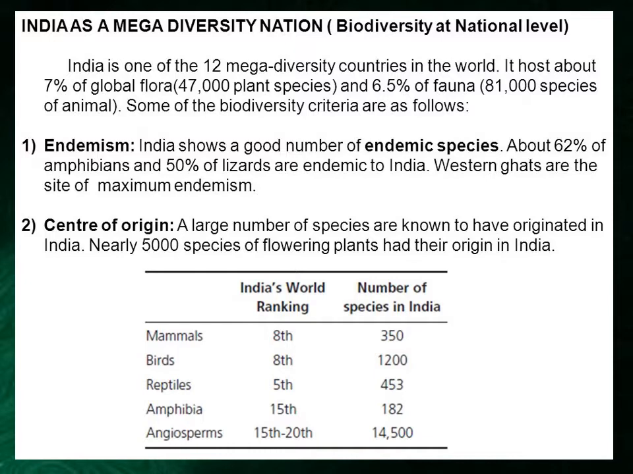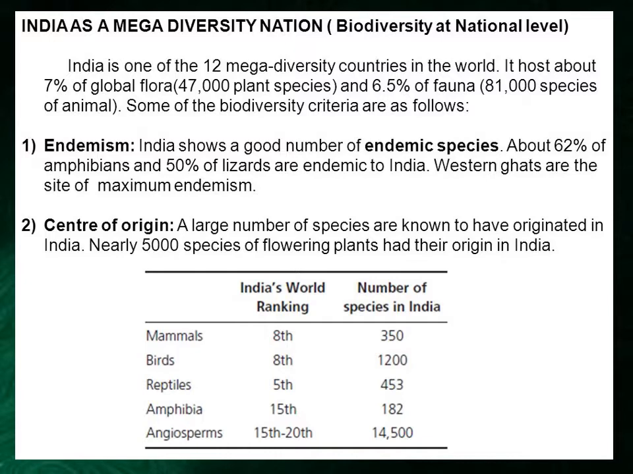Now, why are we focusing on this endemicity, that means why are we emphasizing the endemic varieties of life forms, that I will come to in some later slides. If you look at the endemism among the Indian species, about 62% of amphibians and 50% of lizards are solely found in India. That means they are completely restricted to the Indian landmass.